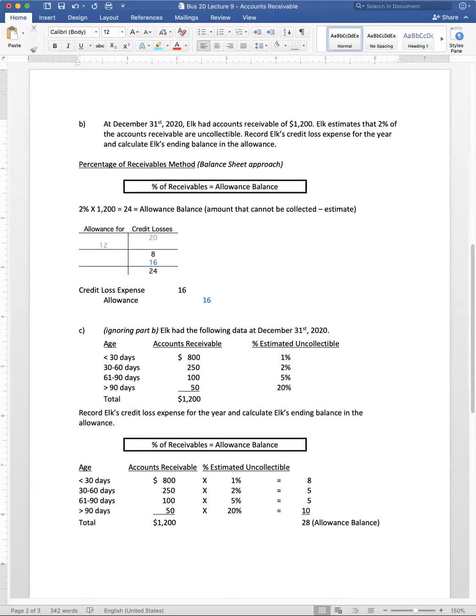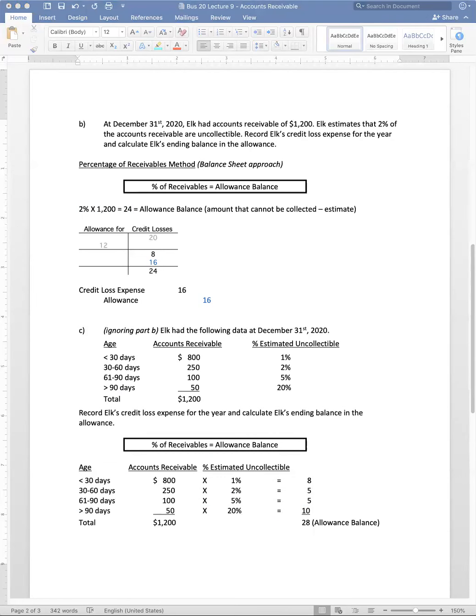All right, so previously we had our less complicated estimate. We said 24. In this example, we're ignoring that. We're saying, let's get more specific, break it down more carefully. Now we're guessing 28 will not be collected.